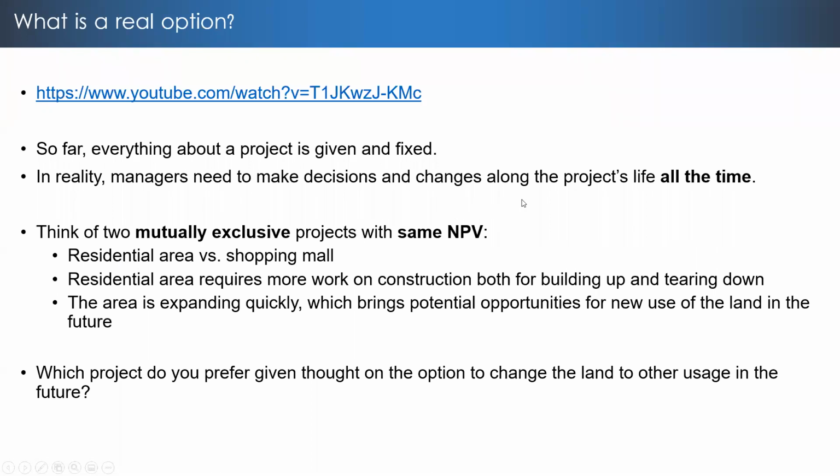We're thinking about whether we want to build a residential area or a shopping mall. The residential area requires more work on the construction, both for building it up and tearing it down. However, a shopping mall is just like a huge building. If you think about Costco, it looks like a huge storage building, which is very easy to tear down and restart a new project on. So this is an example of real options that are inherent in different types of projects, because the nature of the projects is different.